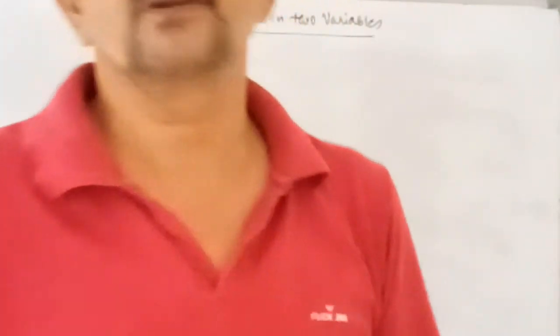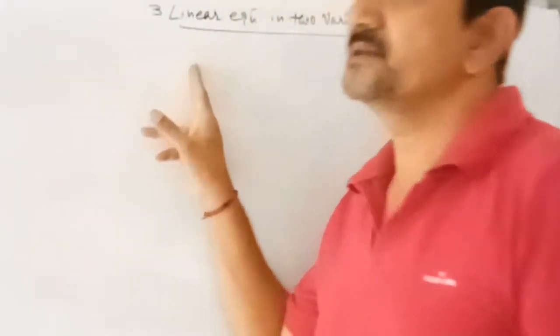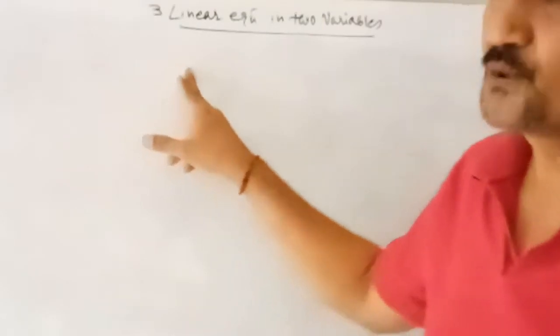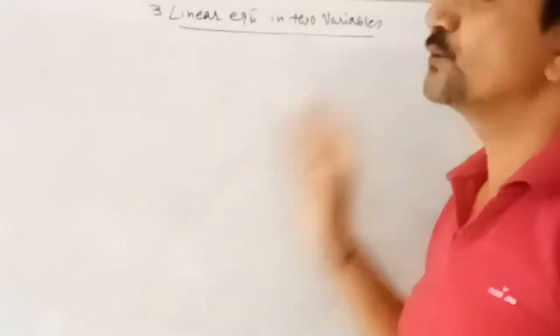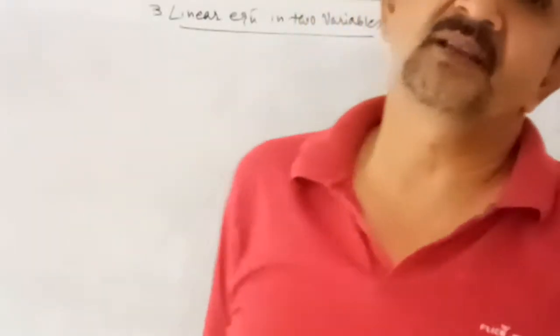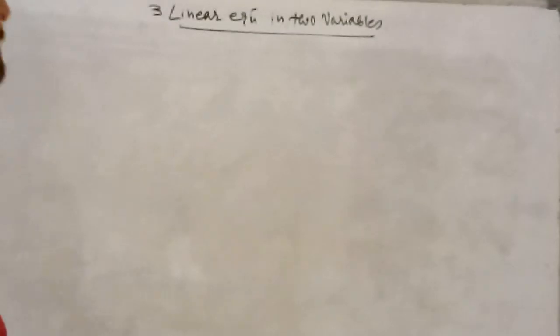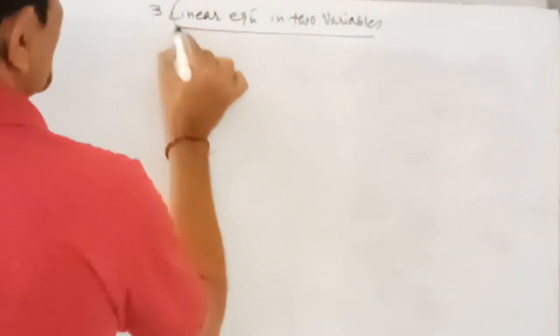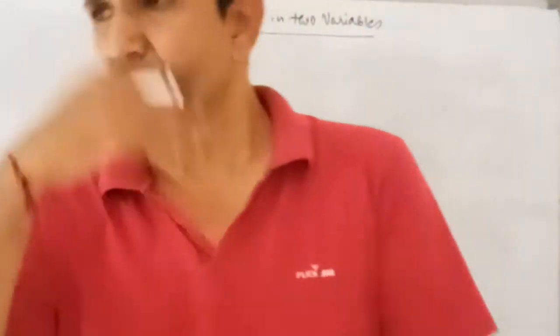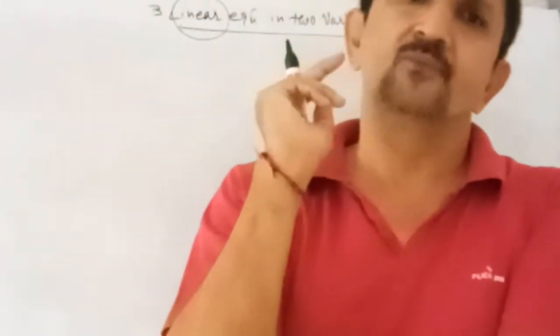Friends, today we will start a new chapter, the third one, which is also going on in your school: Linear equation in two variables. Maybe in 9th standard also we have studied this chapter. First of all, what does linear mean? Linear equation means the power of the variable must be 1.